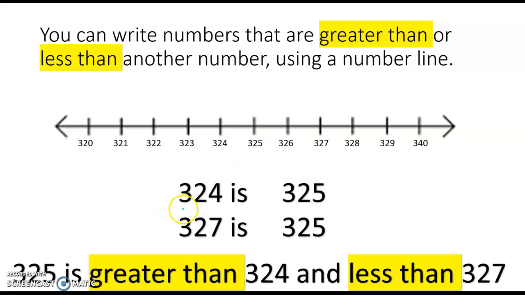So let's compare 324 and 325. So here's 324, here's 325. 324 comes first, so I know that that's the smaller number. 325 comes after it, so that's the greater number. So 324 is less than 325.